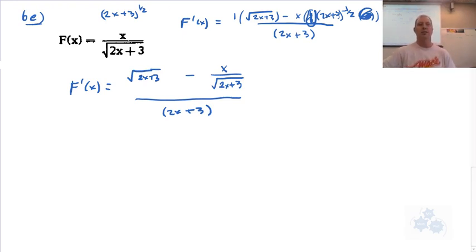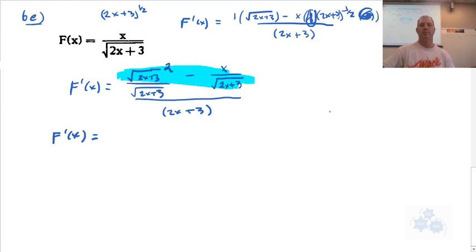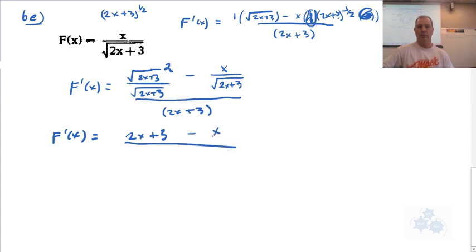We need to combine these top two terms. So what are we going to do? Well, we are going to do this: root 2x plus 3 on the top and the bottom. We did this in a question not too long ago. So that is 2x plus 3 minus x over here, all over root 2x plus 3, all over 2x plus 3.